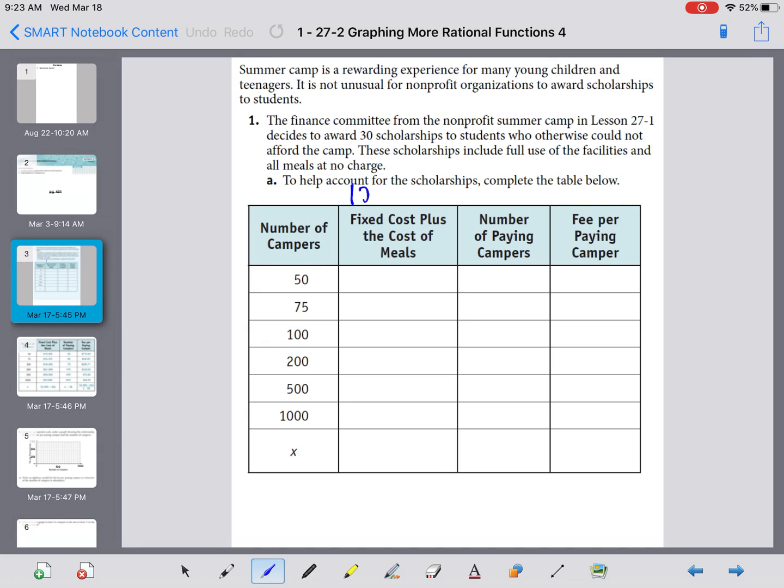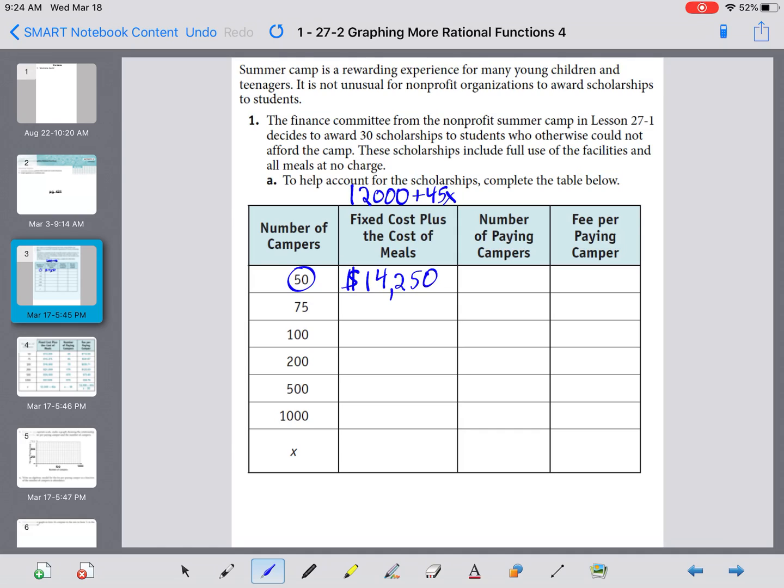If you look back at 27-1, the fixed costs for this camp were $12,000, and the cost of the meals for each student were $45, and we did that times the number of students. Okay, so let's look at this first row, 50 students. If I take that 50 and plug it into x for 12,000 plus 45x, I'll get $14,250. That is the fixed cost plus the cost of meals.